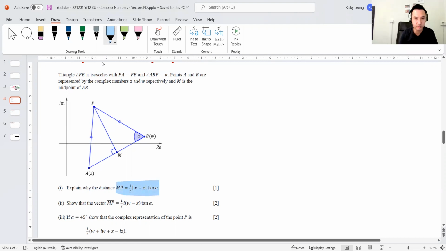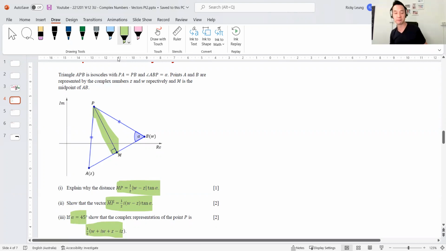Explain why. So we need to prove that MP, where's MP? That's this guy here, right? Equals this. Okay, I think that's pretty easy. Just SOH CAH TOA. Show that vector now. Okay, that's pretty easy. And that's 45 degrees. Find P. Okay, cool. It's very similar to the other question then. Yeah. So let's have a crack at this. Part i. I think part i, we just use SOH CAH TOA, right?